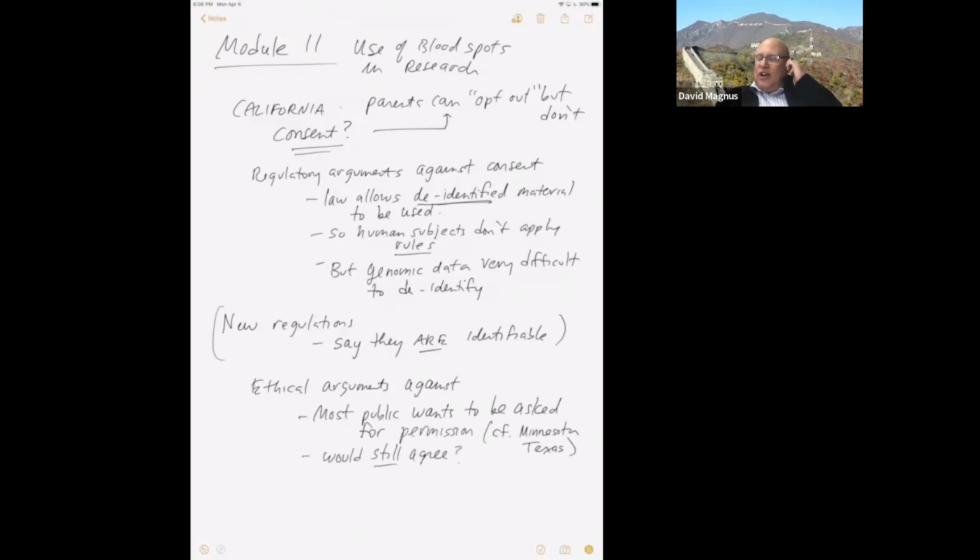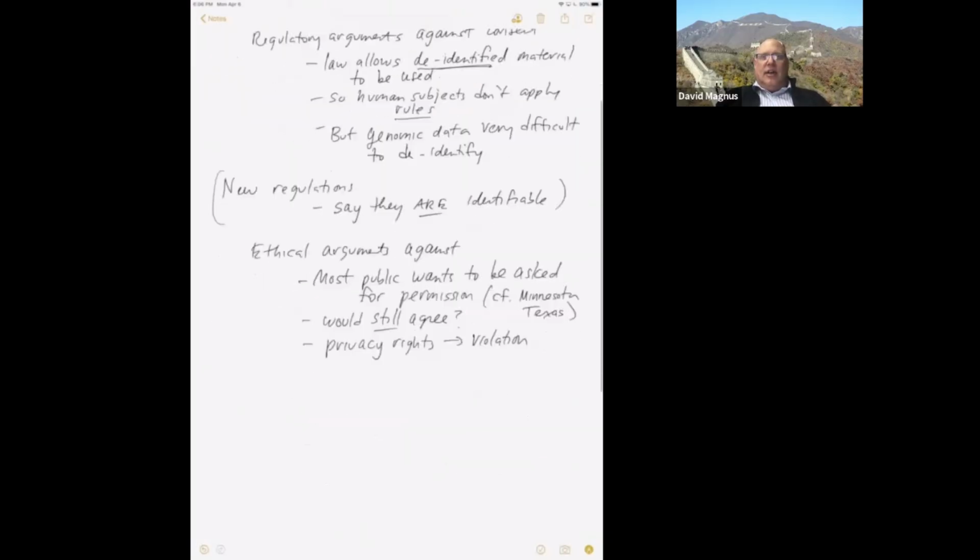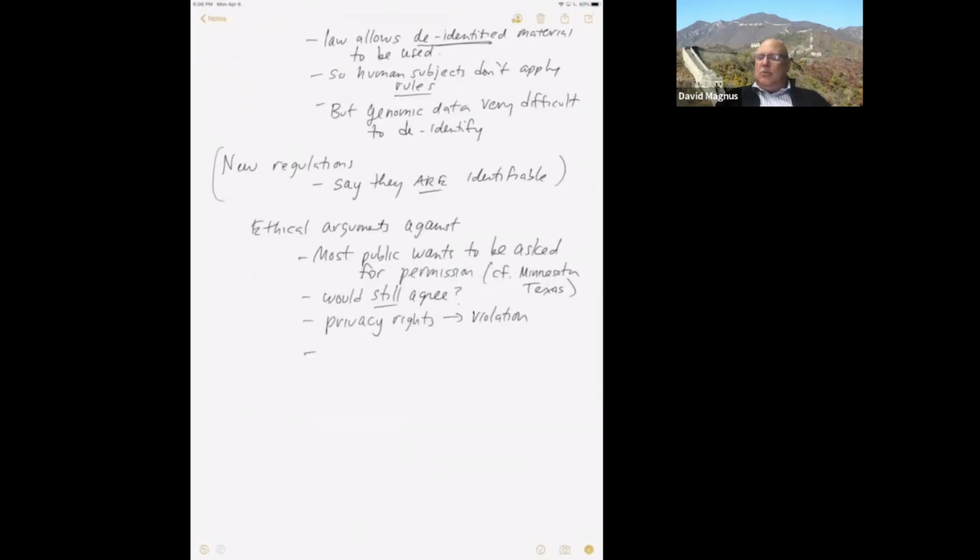Privacy rights regarding control of this information suggest a violation, so that's a deontological concern that this is a violation of them as individuals. Moreover, it's really important that the public have trust in the research community, and we know that consent can play an important role in that process.